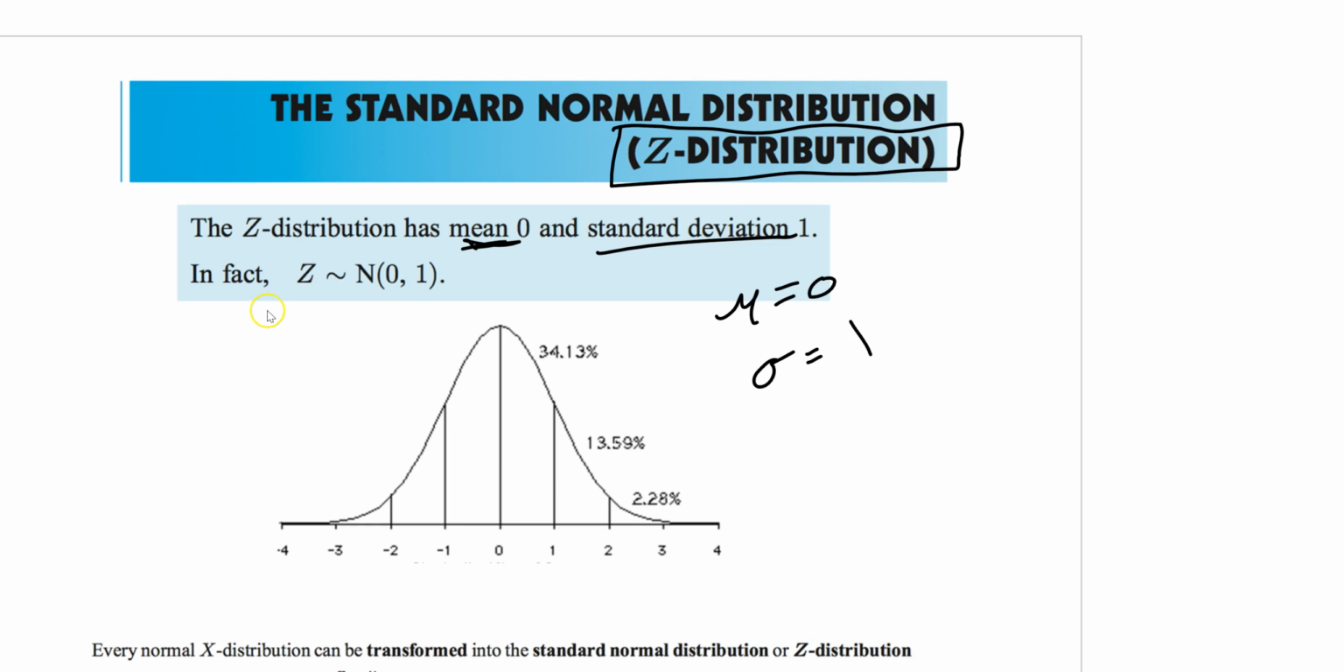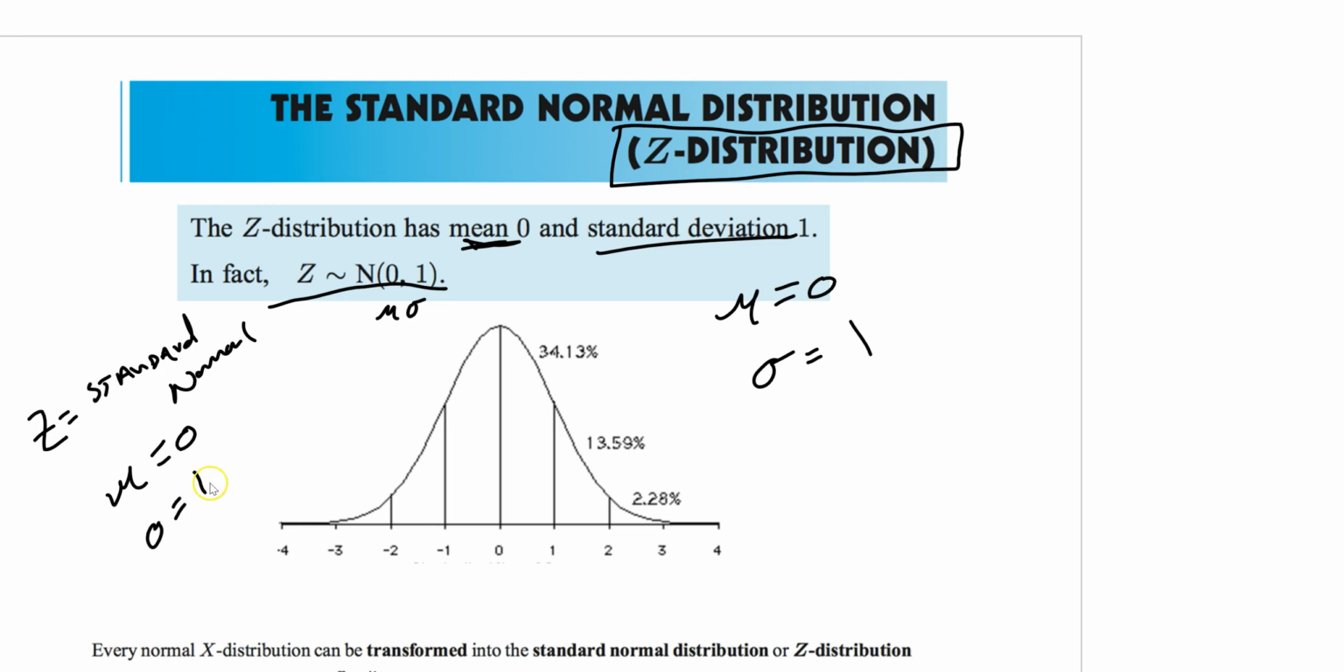You also might see this. Remember, all that means is what distribution you're using. So that's normal, and then that tells you what the mean is, what the standard deviation is. And notice that there's a z. So again, the key thing here is if you see z, we call that the standard normal. And that means that mu is 0 and standard deviation is 1, as you can see by this picture right here. Mean 0 and then each standard deviation is 1.